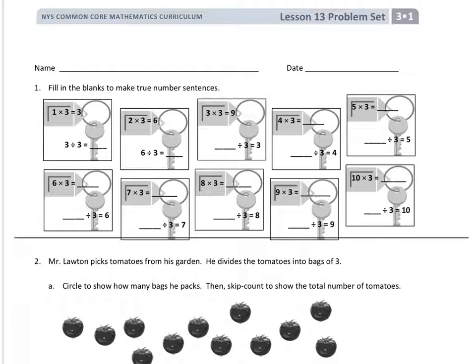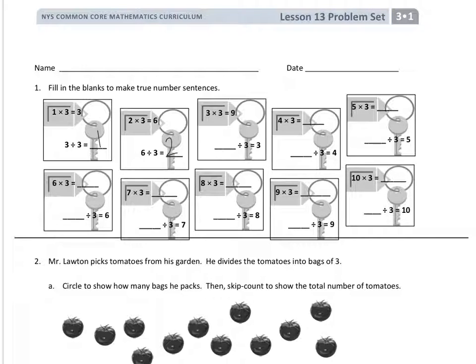Number 1 says, fill in the blanks to make true number sentences. So you'll notice that each box has a key and a key chain. On the key chain is a multiplication sentence. The first 3 give us our product. The rest of them do not. So we'll have to figure out our product, and then we will use the product as our total to start off our division sentence. 1 times 3 equals 3. So that means 3 divided by 3 equals 1. 2 times 3 equals 6. So 6 divided by 3 equals 2.